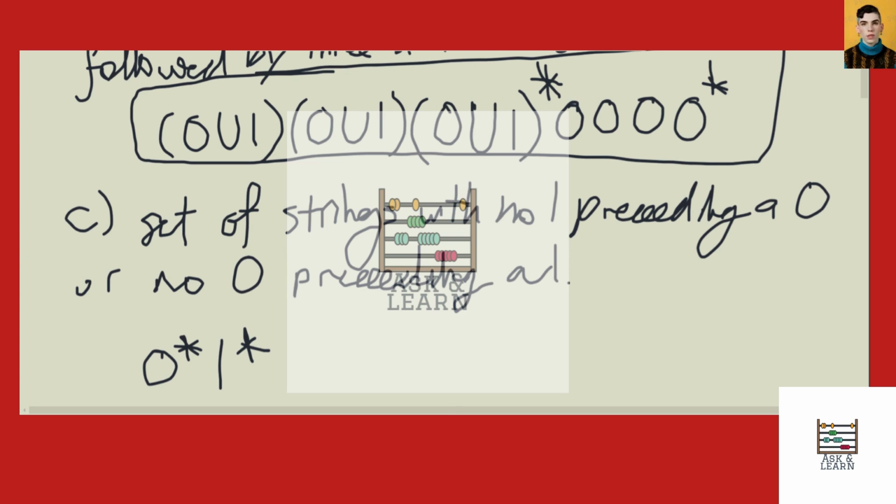Now the set of strings with no zero preceding a 1, these are the set of strings with 0 or more ones followed by 0 or more zeros. And again, as before, this can be written as 1 star 0 star. And so combining these, all strings with no 1 preceding a 0 or no 0 preceding a 1 is the union of these two expressions. So 0 star 1 star union 1 star 0 star.